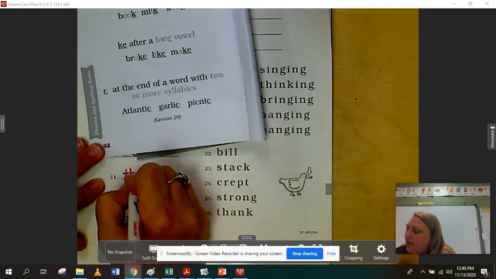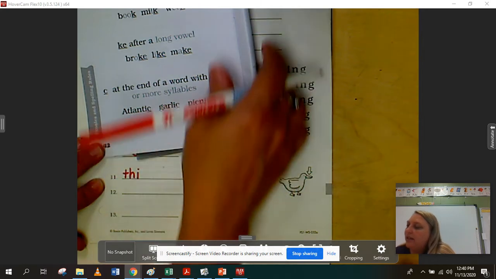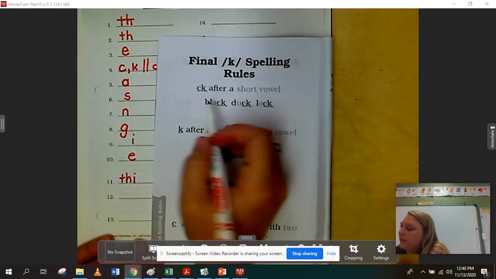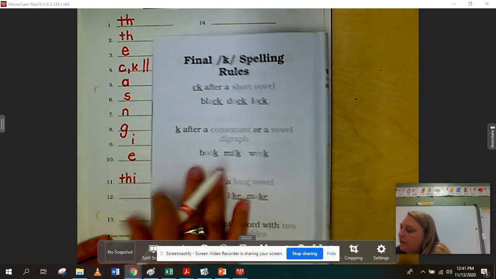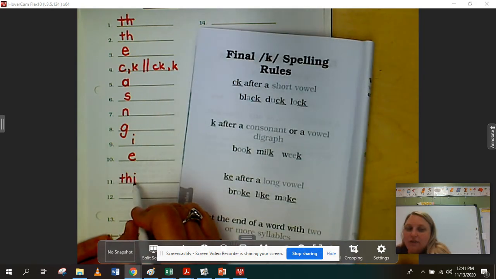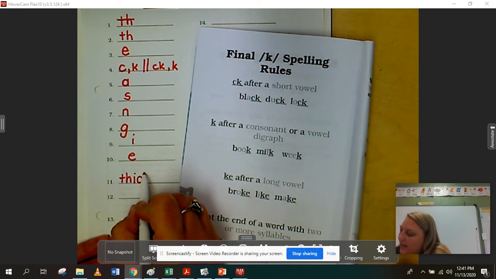That's our new digraph. And then I'm going to check my rule: CK after a short vowel. Well, is I a short vowel? It is. So I'm going to write CK.